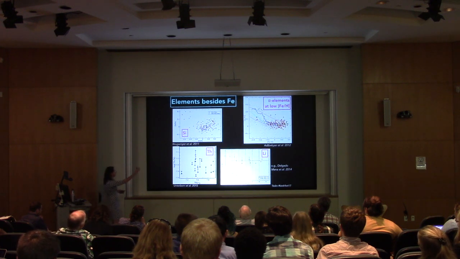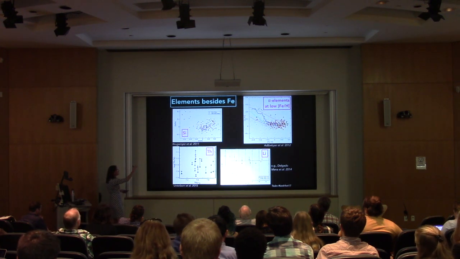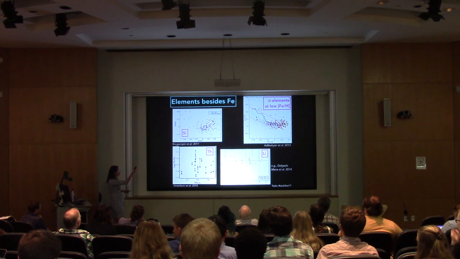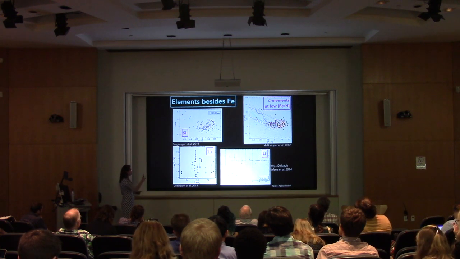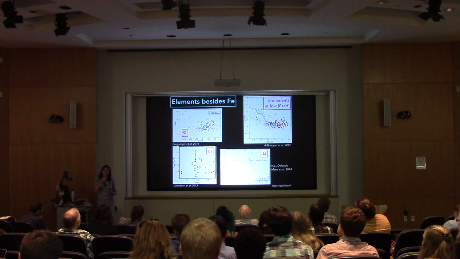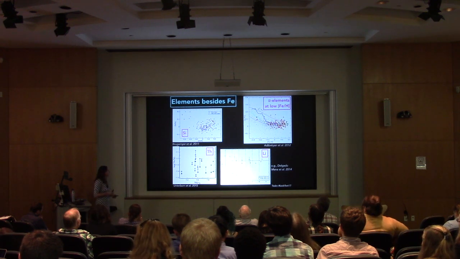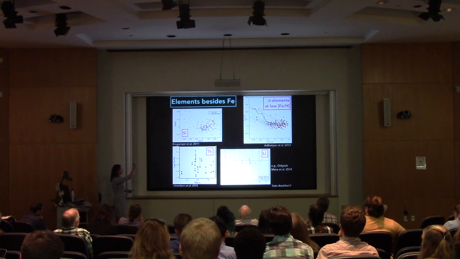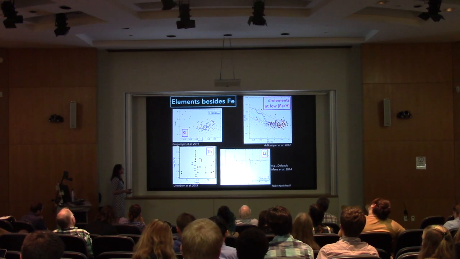It seems that at low metallicities, where maybe there isn't enough iron to form planets, perhaps other alpha elements come in and fill in the gap where iron was left. And so planet-hosting stars at low metallicity appear to be more enhanced in alpha elements.